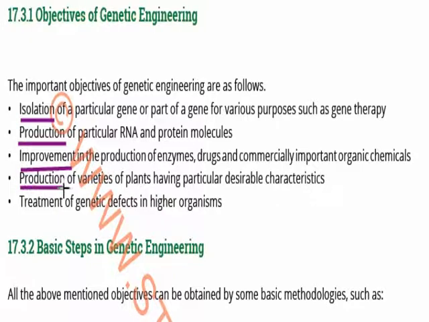Production of varieties of plants having particular desirable characteristics. So the plants can be changed, for example seeds, and even the plants and the fruit also having particular desirable characteristics. Treatment of genetic defects in higher organisms, like in humans, if there is a disease which is genetic, you can treat the disease with the help of these biotechnological techniques of genetic engineering.